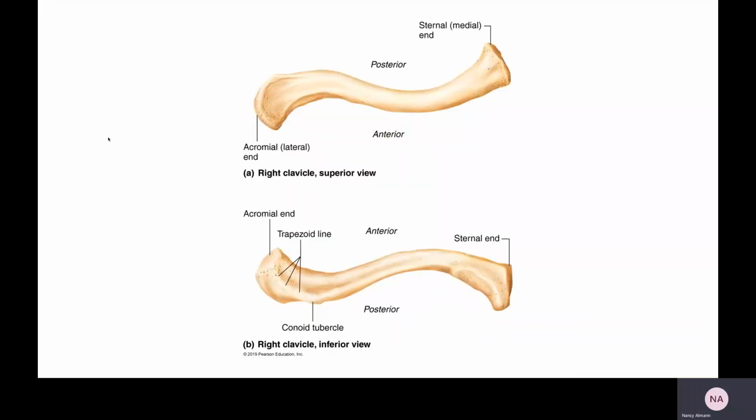This just shows you the clavicle. It can be categorized either as a flat bone or as a long bone. I learned it as a flat bone because of the way it ossifies, which is via intramembranous ossification.